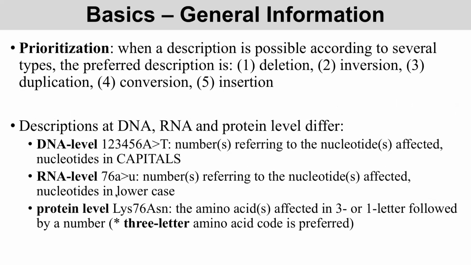A few more general points: there is information about prioritization, if you have a change that could fall under multiple categories. This happens a lot with something that's a duplication and an insertion. You're supposed to work through a prioritization order of how you would describe it. So if something could be described as a duplication and an insertion, you would call it a duplication. If something could be an inversion and a duplication, you would call it an inversion. And so you work down this order as far as deciding what is the preferred way to describe the change that you're seeing.